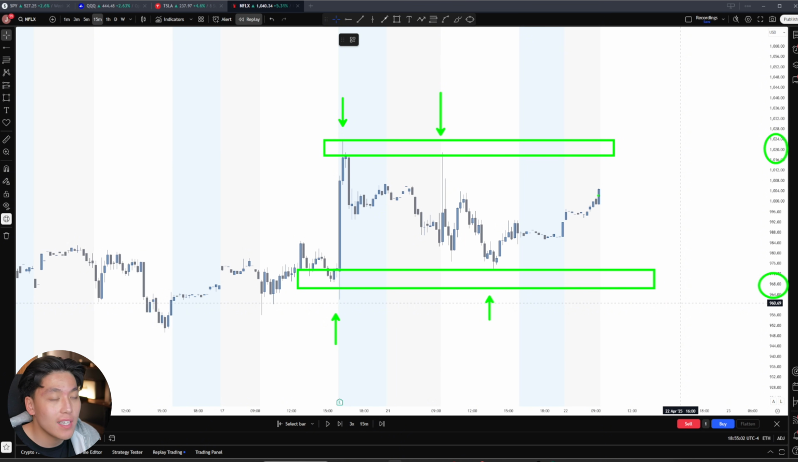If we want to see a continued push towards the upside, I like to see a liquidity run and hold above this level for this continued push higher.